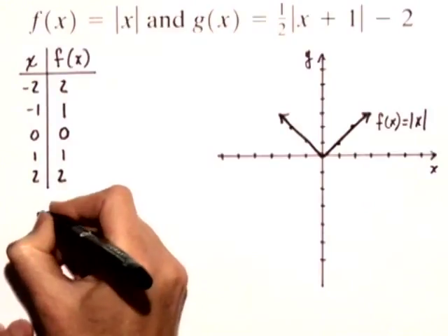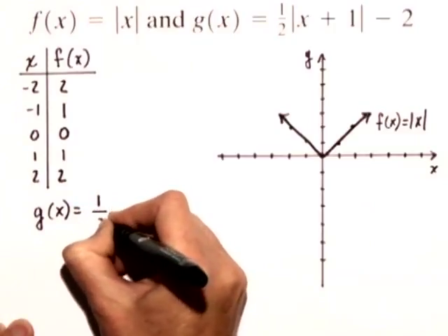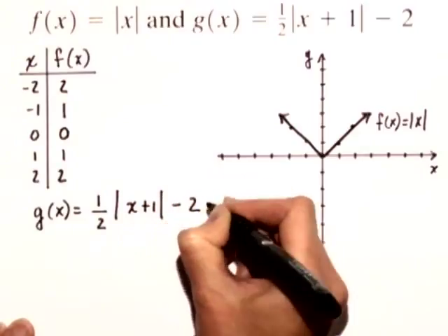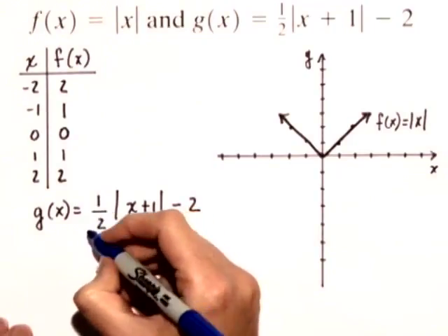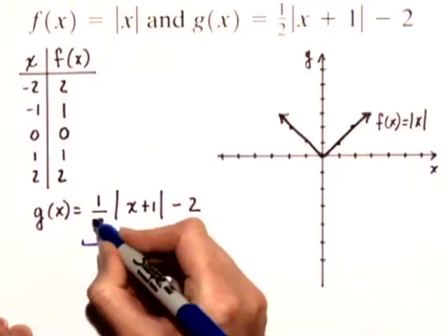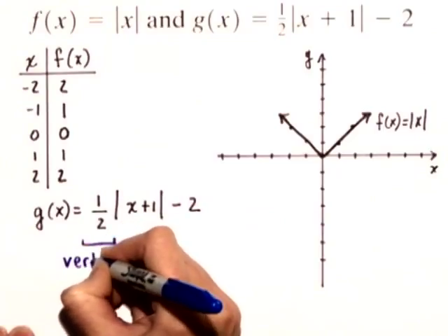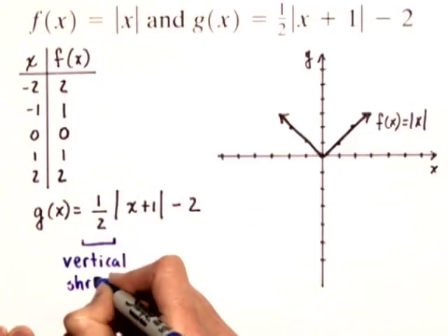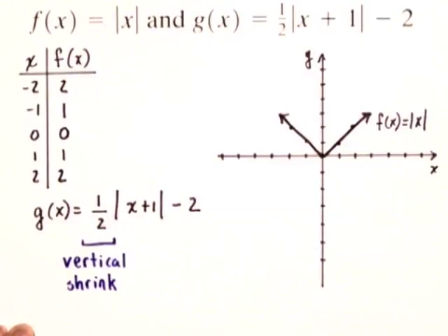Now let's compare that to g of x is equal to 1/2 the absolute value of x plus 1, minus 2. Now we have three different transformations going on here. First, I'm going to start with this 1/2. This 1/2 in front of the absolute value of x plus 1 represents a vertical shrink, since 1/2 is less than 1. In other words, each y coordinate will be multiplied by 1/2. It'll be half as large.